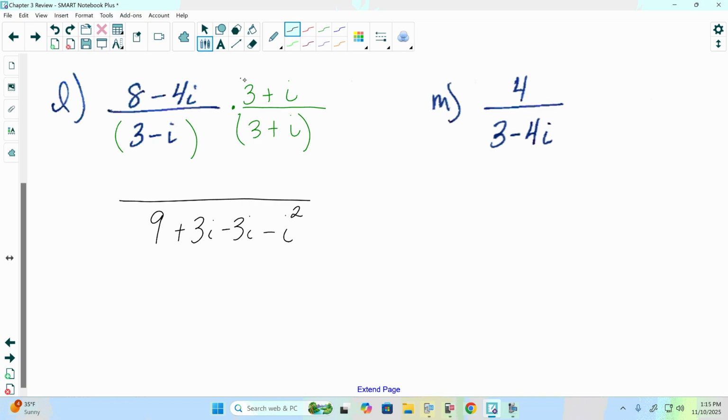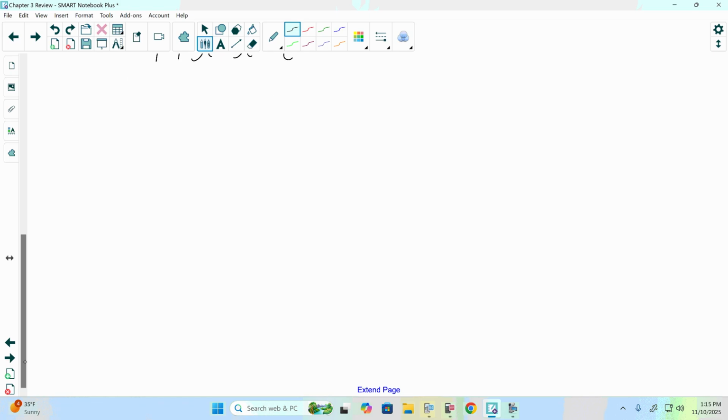We do the same thing on top. 8 times 3 is 24. 8 times i is plus 8i. Negative 4i times 3 is negative 12i. And negative 4i times positive i is going to be negative 4i squared.